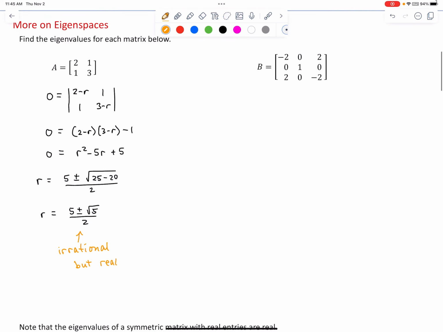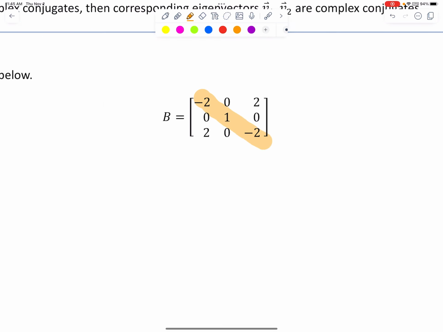Okay, let's look at the 3 by 3 case here. Now, the main diagonal could be whatever, but notice the symmetry. The zeros are the same, the 2's are the same, and the zeros are the same. So this is a symmetric matrix. Let's go ahead and find the eigenvalues by setting up the characteristic equation.